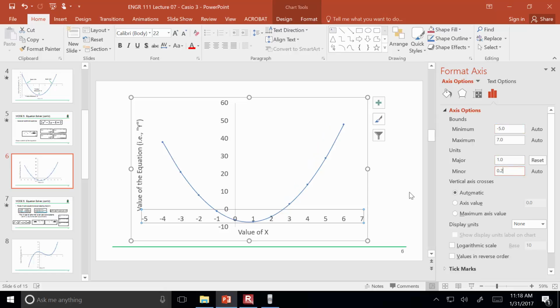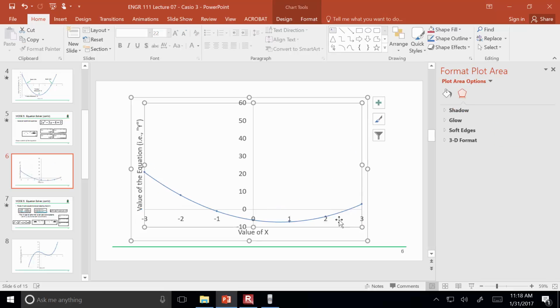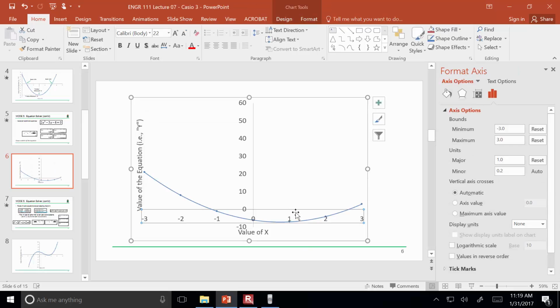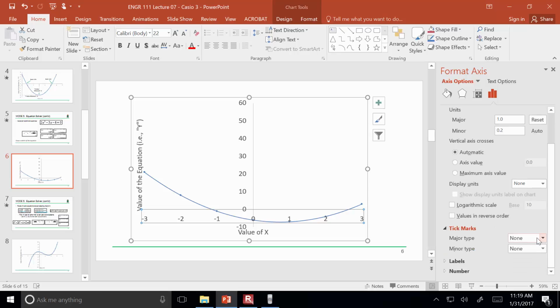All right. Actually, let me even zoom in more. So I can change our view of things by saying, let's do it from -3 to 3. Zoom in on where the action is. Okay, so I'm also going to put some tick marks in there.